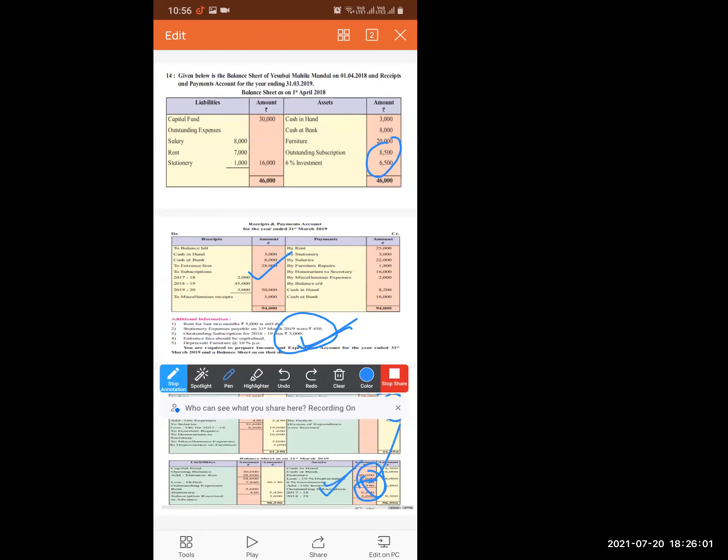You also have to mention the year. The 6500 we have, which year is it from? 2017-18. And 2018-19 is the current one, which is given in the adjustment. Look here, 3000. So we got the total outstanding subscription amount as 9500. Till here it is clear? Unmute and let me know. Yes ma'am. Okay.